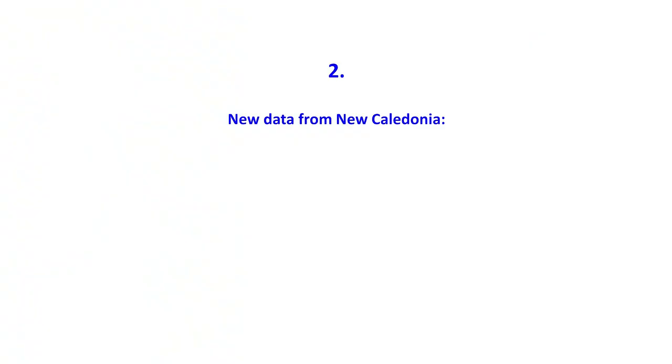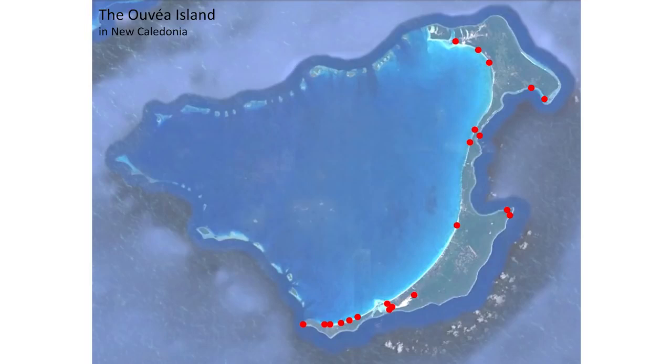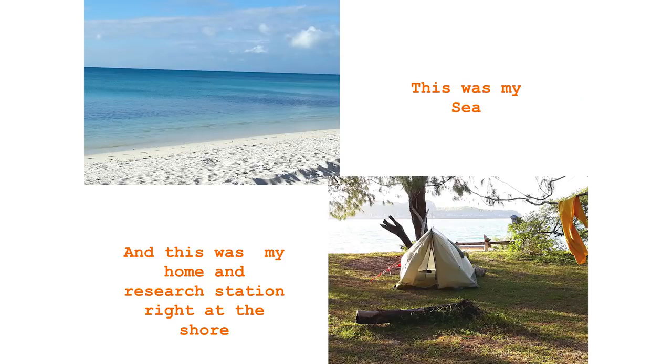Okay, we are finished with the regional sea level studies, and I go over to new data from New Caledonia. This is New Caledonia, and the red points are where I was working. It's an atoll, so it's a fantastic area. There is no volcanic rock in the middle, so it is more or less stable. And this was my sea, and this was my research station. It was a lovely time.